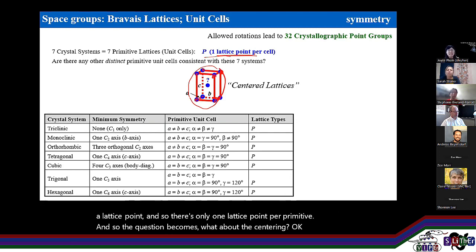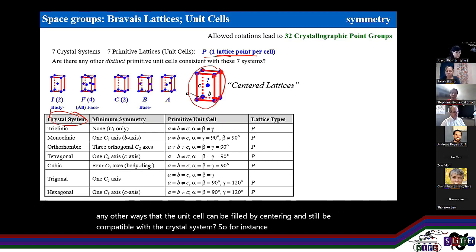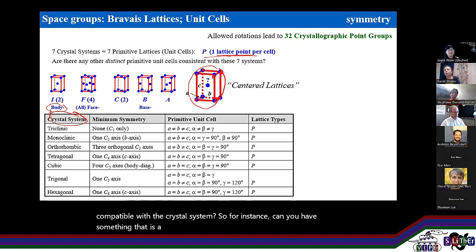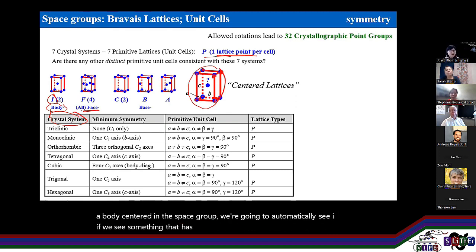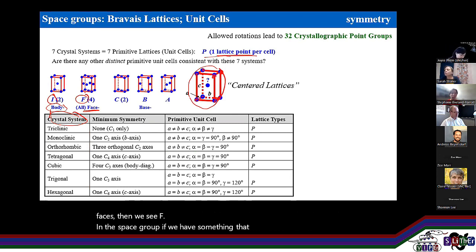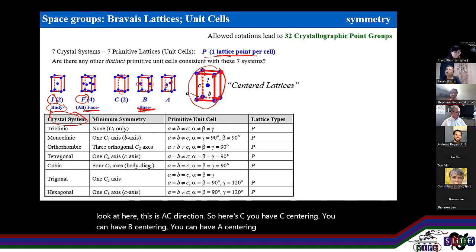Are there any other ways that the unit cell can be filled by centering and still be compatible with the crystal system? So for instance, can you have something that is body-centered? When we see something that is body-centered, in the space group we're automatically going to see I. If we see something that has face centering in all faces, then we see F in the space group. If we have something that is C centering, so if you look here, this is the C direction, you have C centering, you can have B centering, you can have A centering. So those are base centering.